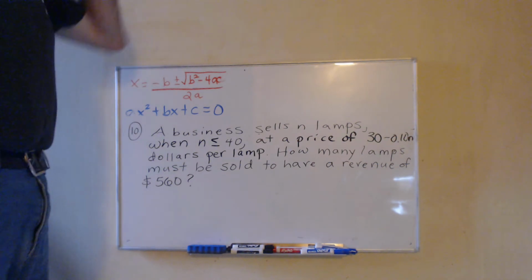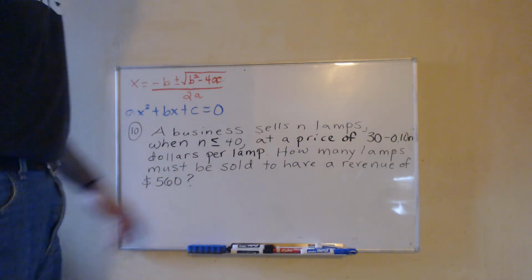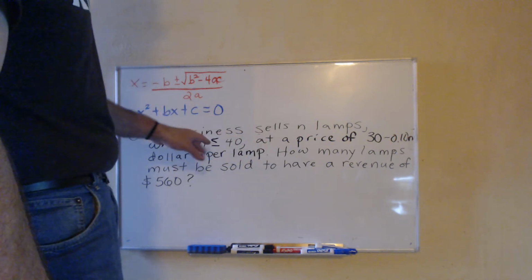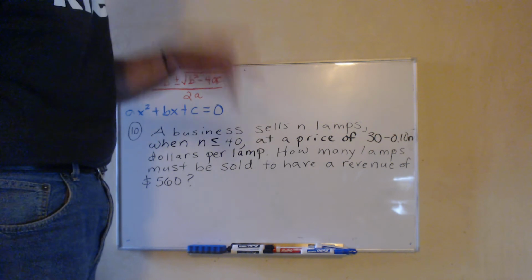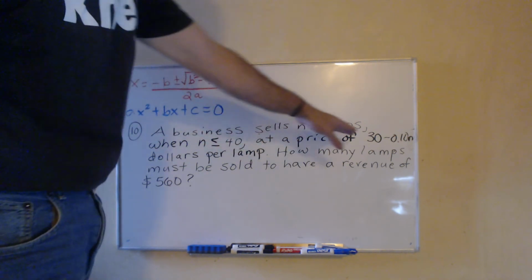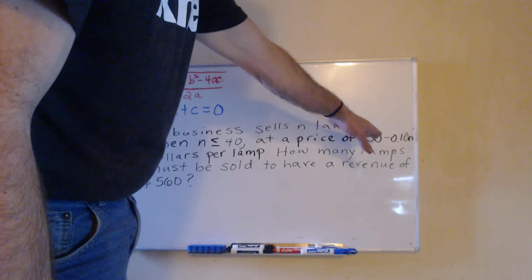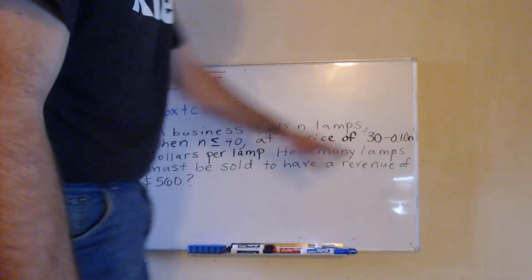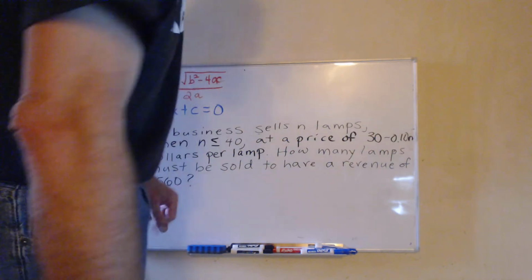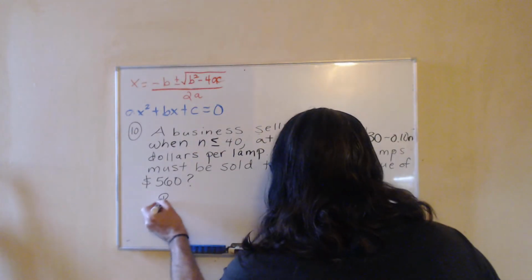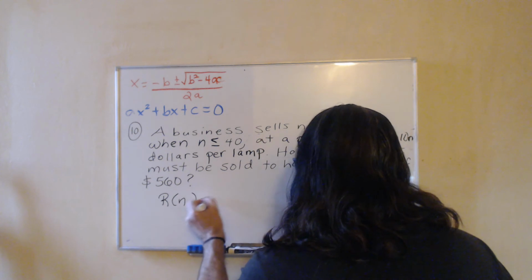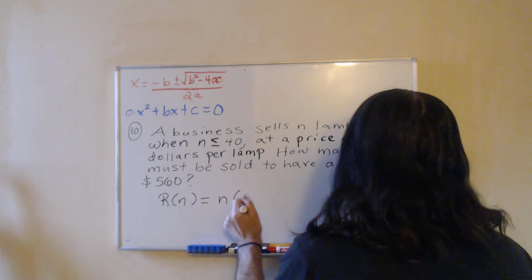So similarly, in this question, if there's a business that's selling lamps and they sell N of them, then the revenue they're going to receive, if they're selling them for a price of $30 minus 0.10 N, that would be $30 minus 10 cents per item. The revenue they would receive is the number of items times price per item.